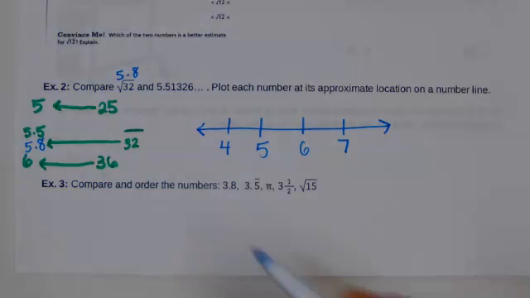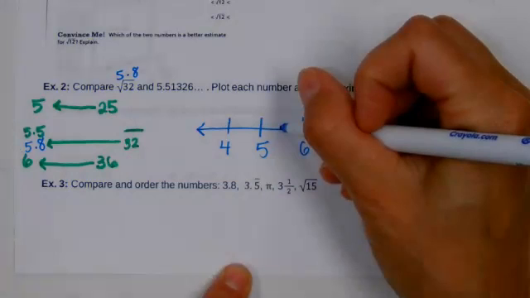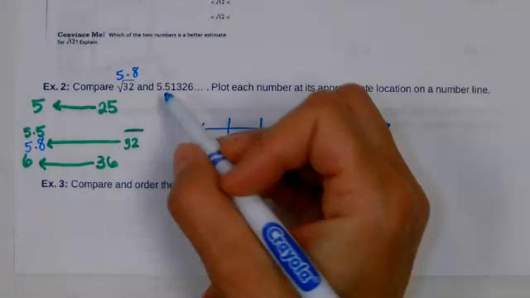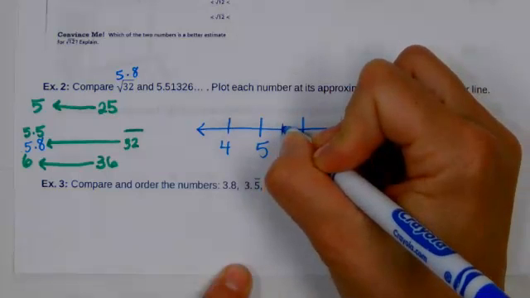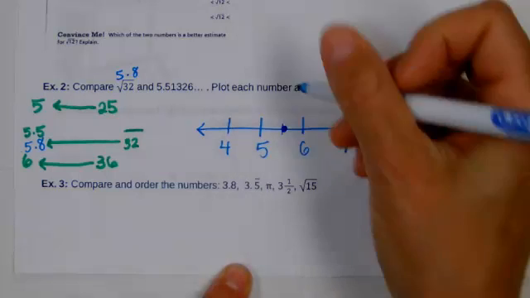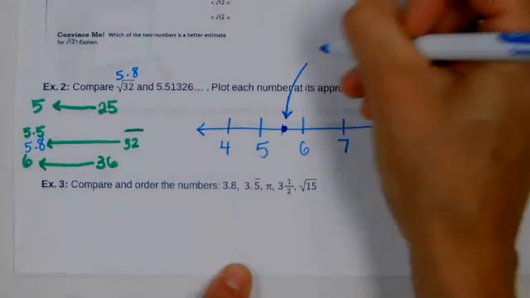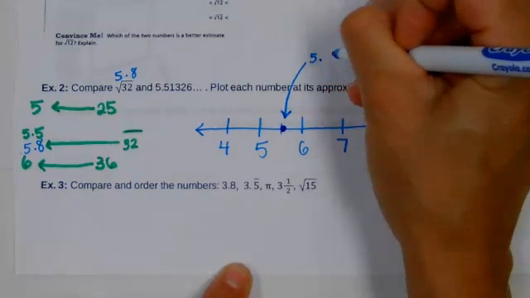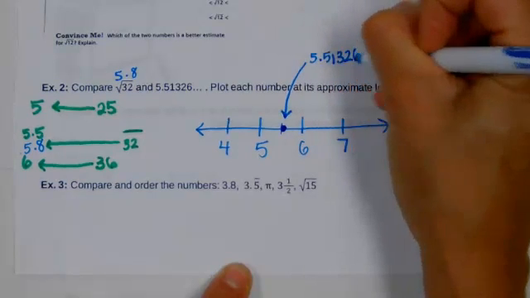And we know that we're going to plot our numbers. So right in the middle here would be 5.5. And this is a 5.51. So I'm going to plot that guy almost right on top of that. Okay. And I'm going to label it. And I'm running out of space, but I can do an arrow and I can say this is my 5.51.3.2.6 right here.